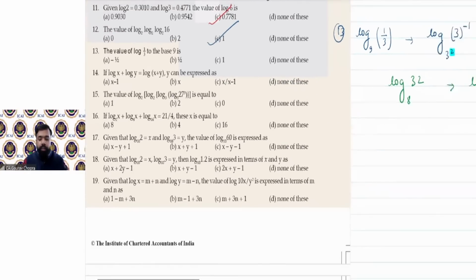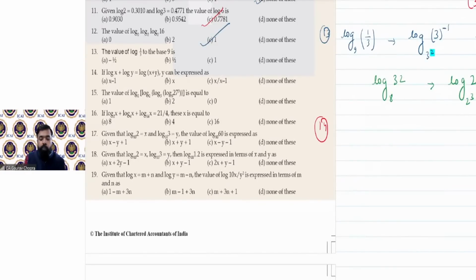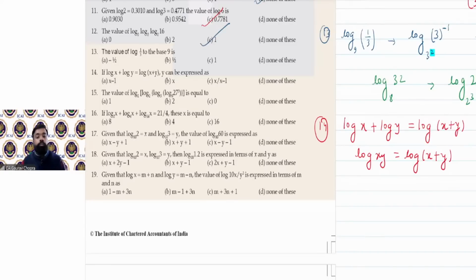14th one: log x plus log y is equal to log of x plus y. So let us apply the addition property here. It will be log of xy equal to log of x plus y. Now log is on both sides, so it will get cancelled. So what is left? We are left with xy is equal to x plus y.